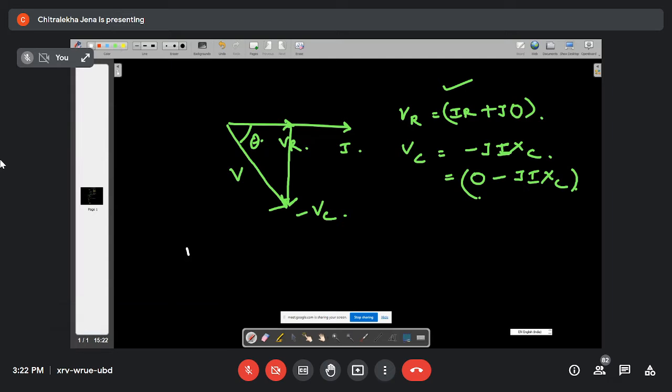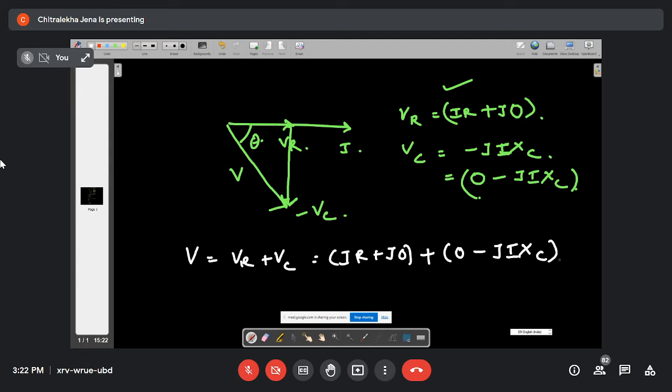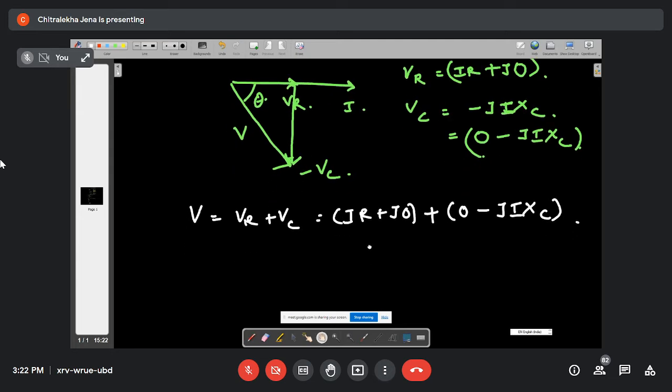So V is equal to VR plus VC, that is equal to IR plus J0 plus 0 minus J I XC. Now you are clear? Any doubt up to this? So this implies V is equal to I into R minus J XC.